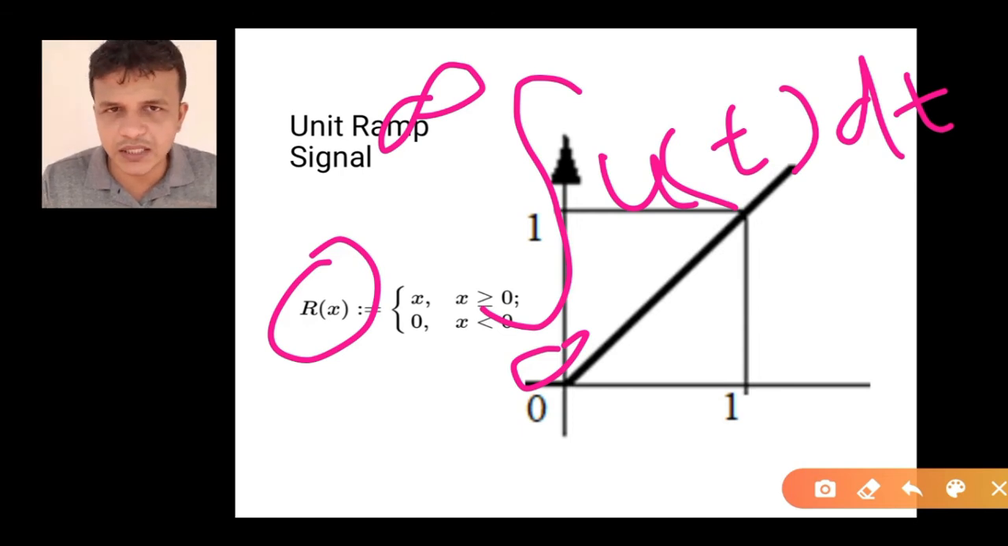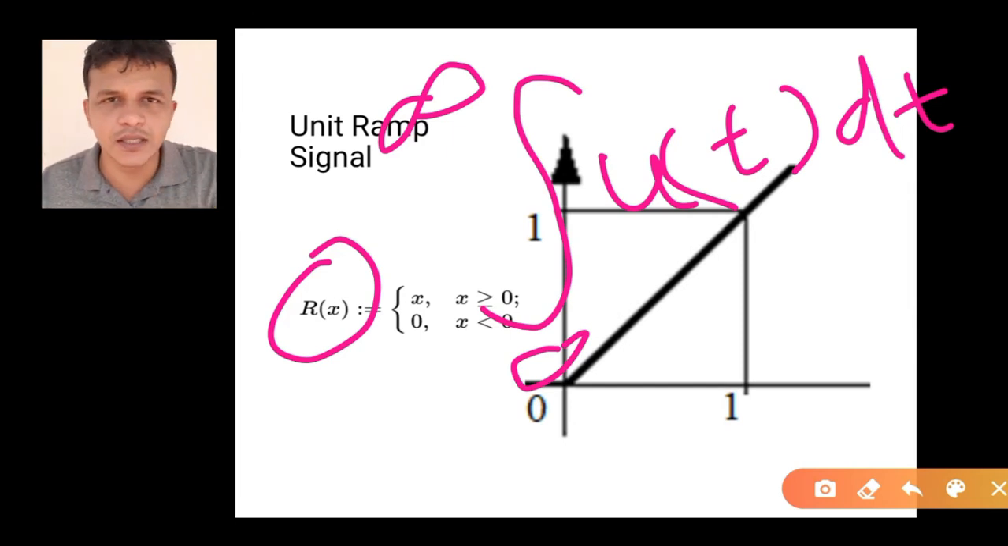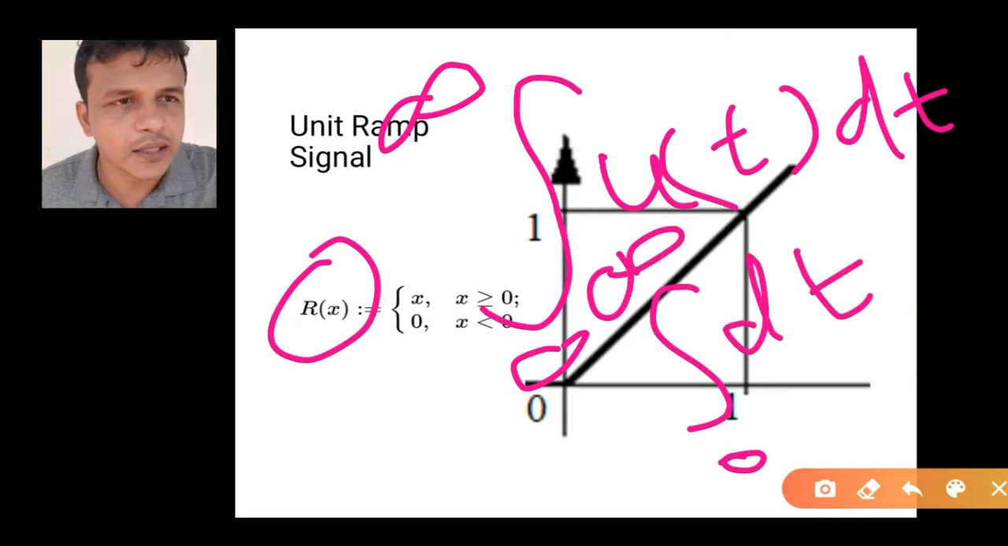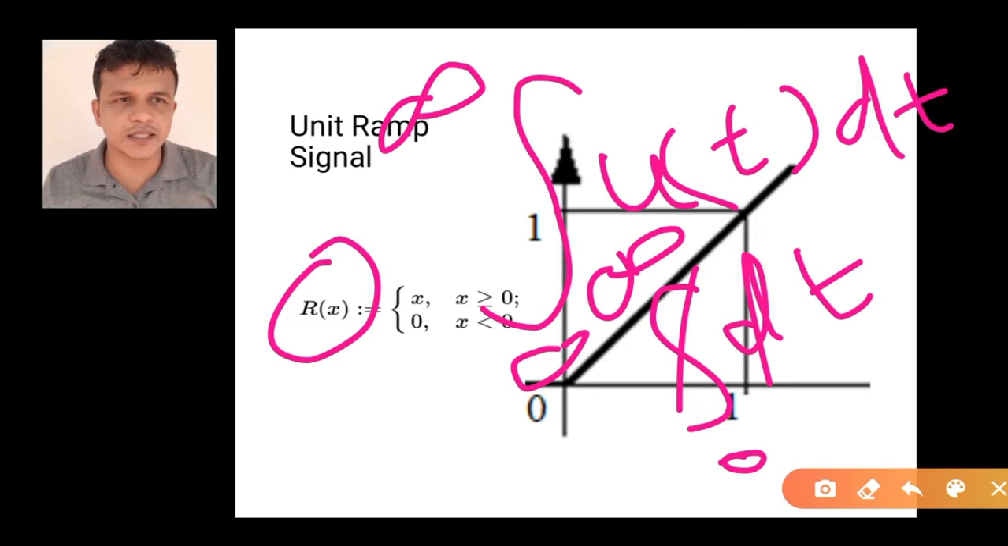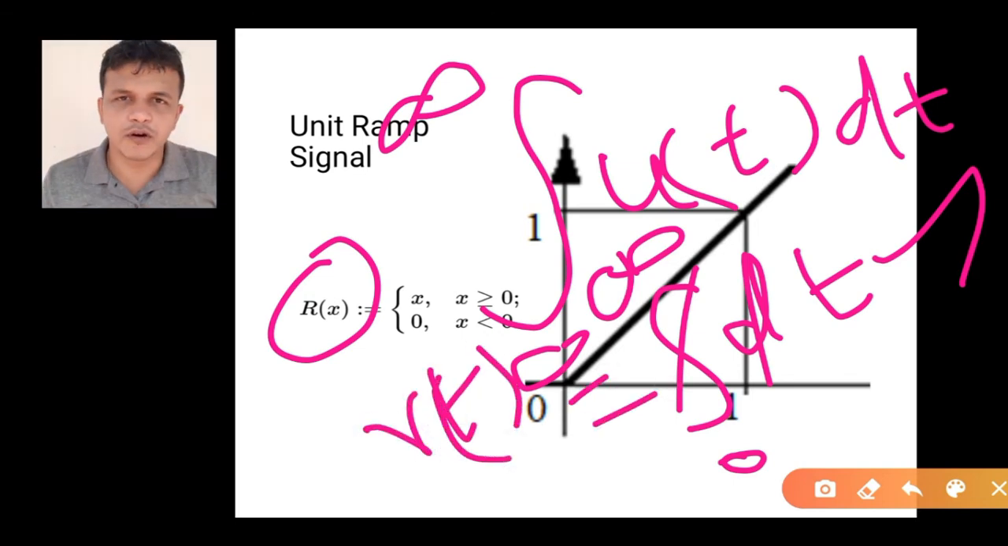Even if it is from minus infinity to infinity, it can be broken into minus infinity to 0 and then 0 to infinity. For minus infinity to 0, the amplitude of u of t is 0, and that can be neglected, and we will be having the limit as 0 to infinity u of t dt, and in the limit 0 to infinity its amplitude is 1. So the integration from 0 to infinity of u of t, which is 1, dt. Integration and differentiation cancel each other, and finally we have t. So r of t is equal to t for 0 to infinity.